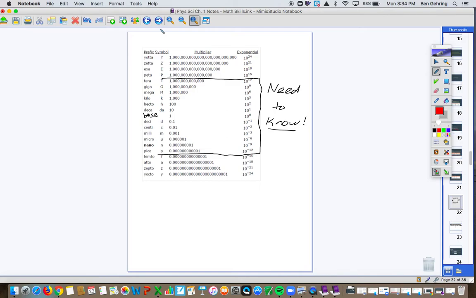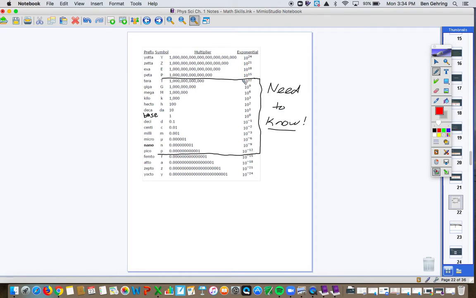Mega is million, so that one's not terrible. The Mega Millions is a lottery, so you can kind of remember that one. Kilo means 1,000. Hecto and deca we don't use very often, but hecto means 100, deca means 10, or a power of 10 to the first. 100 is 10 to the second. Using scientific notation makes these not so terrible when you get those really big numbers.